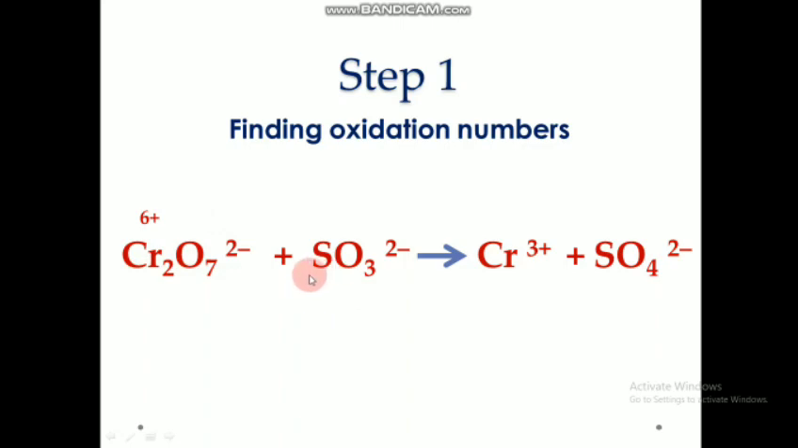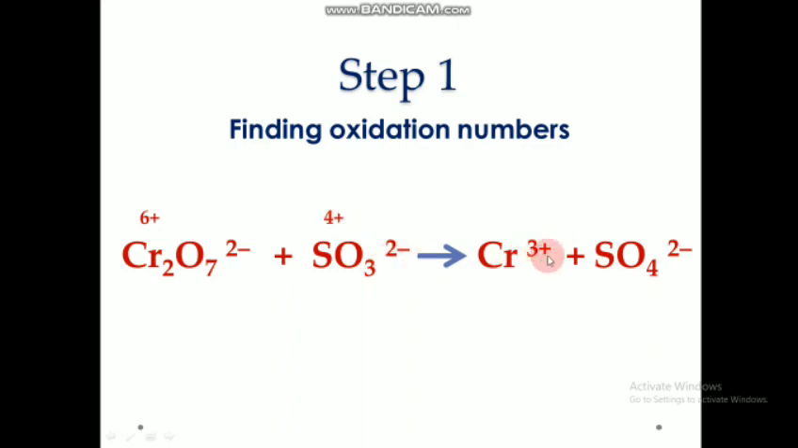Then we'll come to sulfur. Sulfur in SO3 2-. Oxygen we have 3 into 2 minus. So 3 into 2, 6 minus charges are there and the net charge is 2 minus. Hence sulfur will have a charge of 4+. So 4+ minus 6 will become 2 negative.